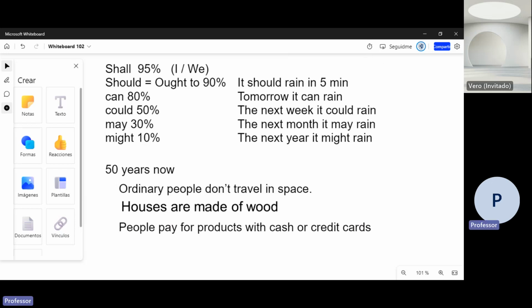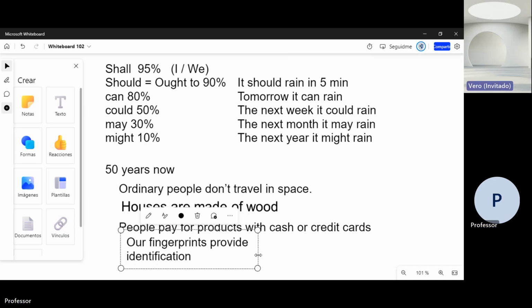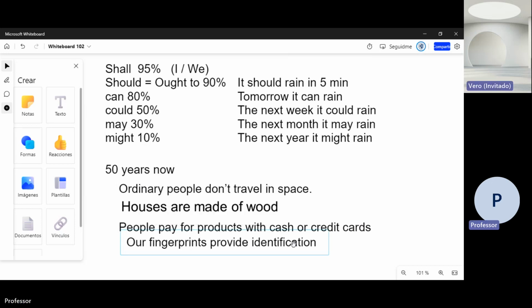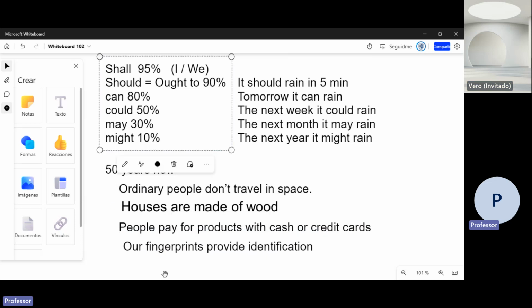And final question. Right now in the present, our fingerprints provide identification. We use fingerprints to identify people. What do you think is going to be in the future? In 50 years, is it going to be the same? I don't know.